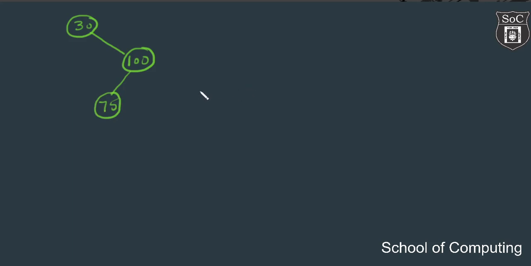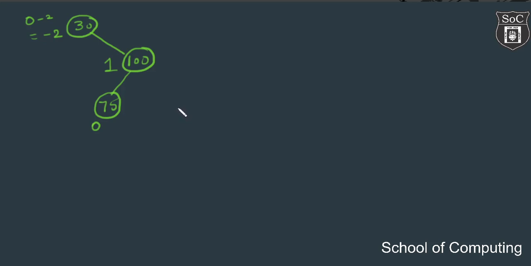So let us calculate the height at every node. Height at leaf node is 0. Height at 100, left minus right: left side one edge, I have 1 minus right side 0, so height at 100 is 1. Height at 30, left minus right. What is there on the left side of 30? Nothing is there. 0 minus how many edges I will get from root to leaf node? There are two edges. So height at 30 is 0 minus 2, which is minus 2. Minus 2 means it is imbalanced. So the problem occurred. It is now imbalanced and I need to perform rotations.